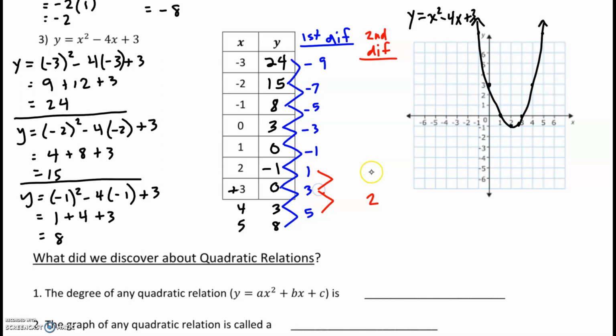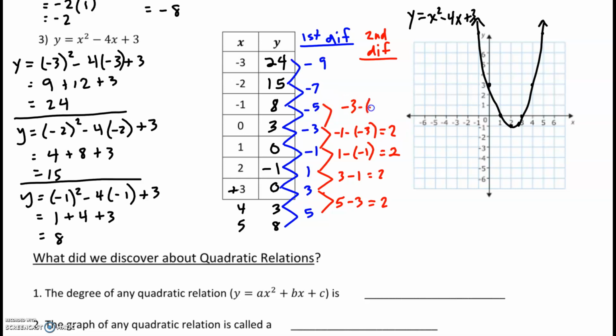3 minus 1 is also 2. I'm actually going to write these out, not for those first two, those are easy to do in your head, but I'm going to have negatives and sometimes that can get confusing because we're subtracting a negative. So 5 minus 3 is 2, 3 minus 1 is 2, 1 minus a negative 1, that would also be 2. Negative 1 minus a negative 3, that gives me 2.